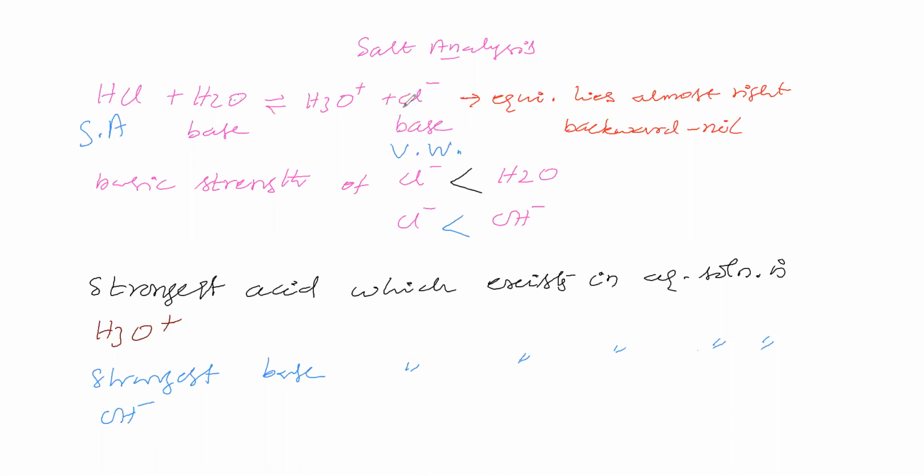Very weak conjugate base means that its basic strength is less than water as well as less than OH minus. Now, from here we can conclude: strong acids have very weak conjugate bases. Strong acid's conjugate is a very weak base.